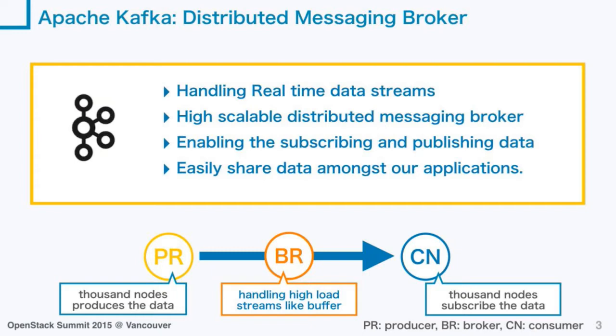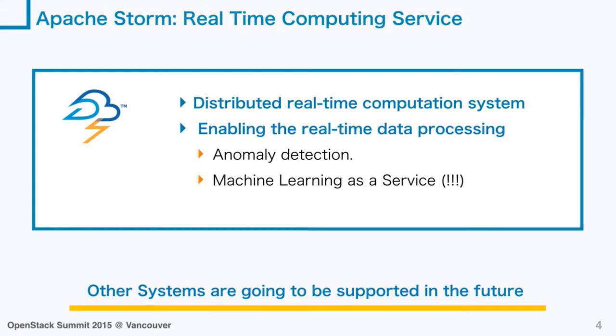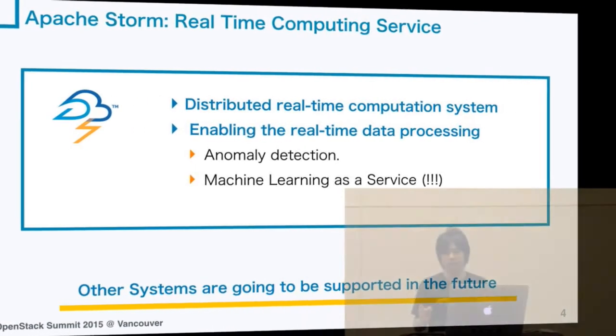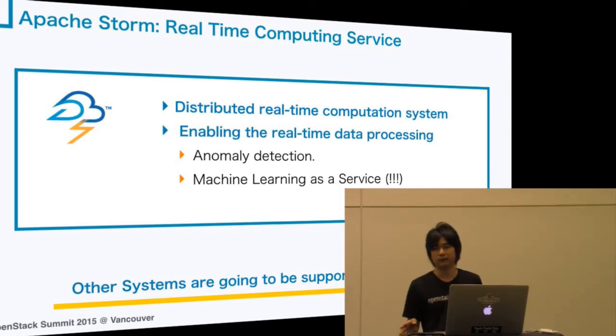The second is Apache Storm. This is mainly for real-time computing in our systems. It enables real-time data processing, like analyzing metrics data or analyzing log data as well. Now we support Apache Storm and Apache Kafka as components of our system, but in the future we will support, for example, Apache Spark or Samza or other systems as well.